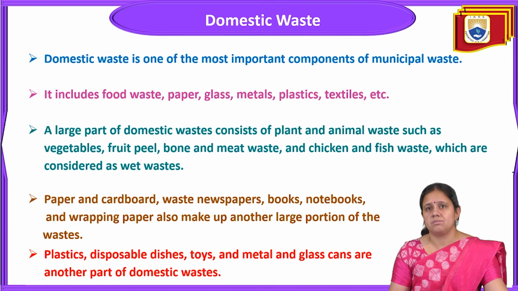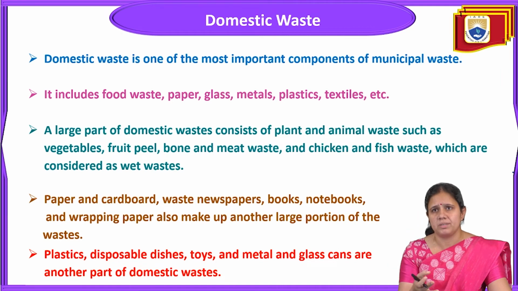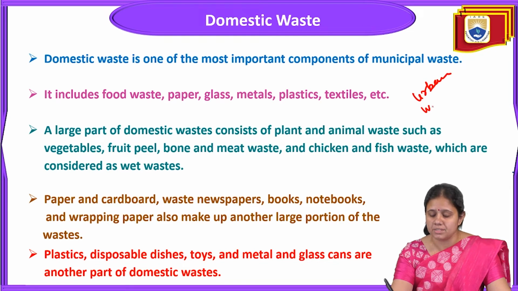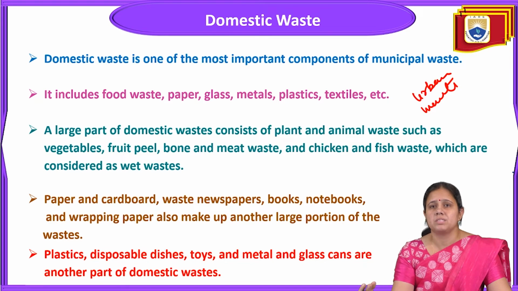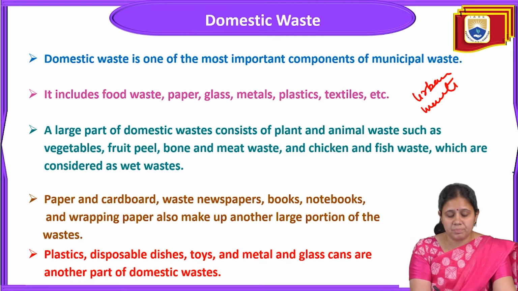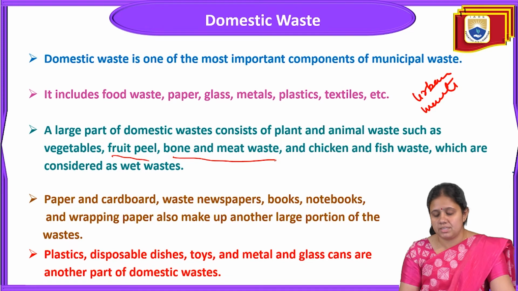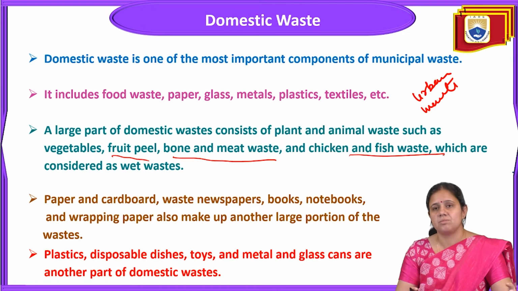Now comes the nature of domestic waste. It is also called urban waste. Urban waste is the most important component of municipal solid waste. Examples of domestic waste are food waste, plastic waste, glass waste, metal, and textile. A very large part of domestic waste consists of plant and animal matter like vegetable and fruit peel, bones and meat waste, and chicken and fish waste, which are considered wet waste.